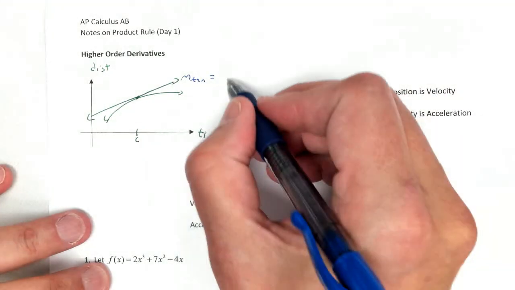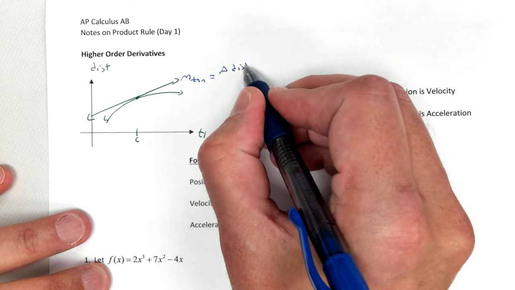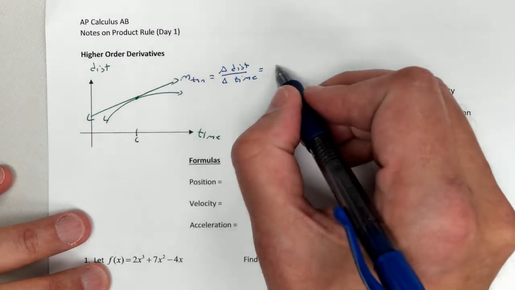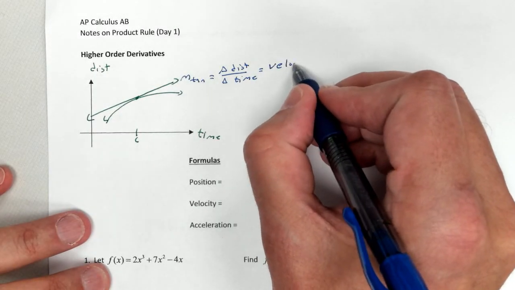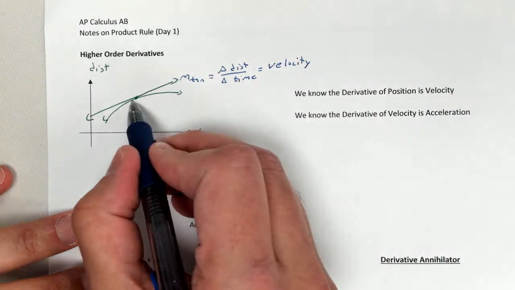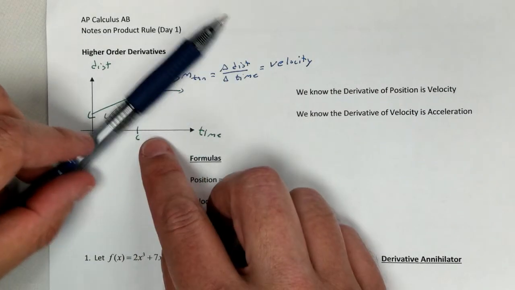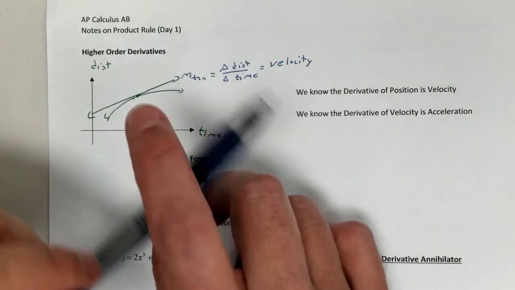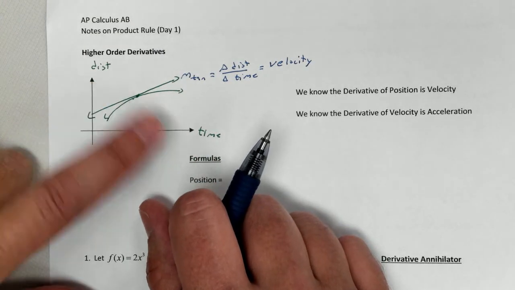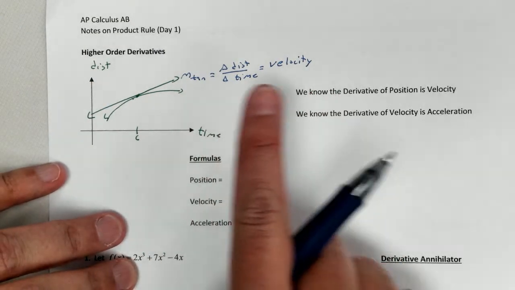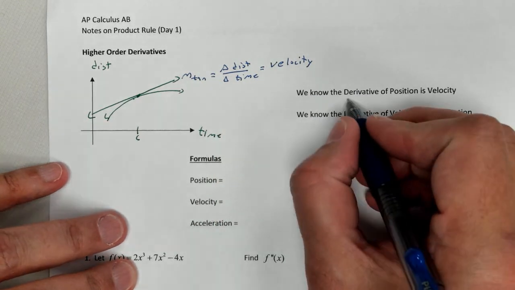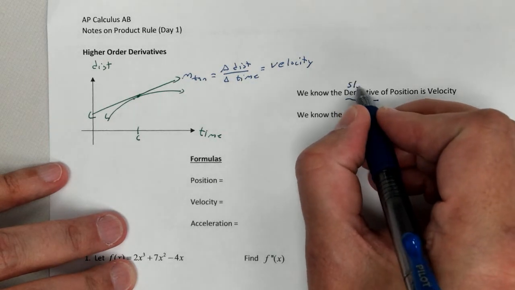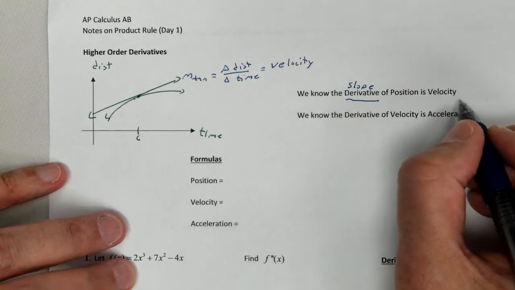And from physics, this would be our change in distance over our change in time. You might recall this is what we call velocity. So the slope of our function at any given point would be the velocity of an object traveling. And we get that because we're looking at the change in distance over change in time. So that tells us something. It tells us that the derivative of position is velocity. In other words, the slope of position is our velocity.